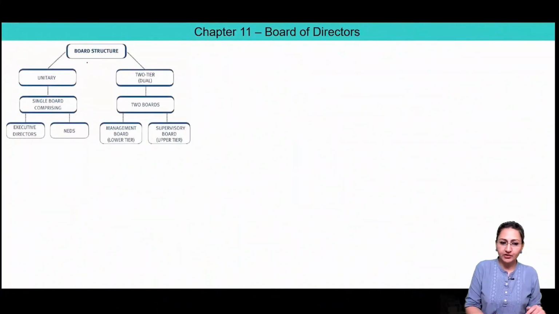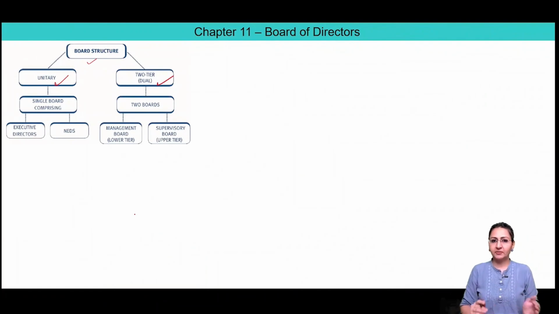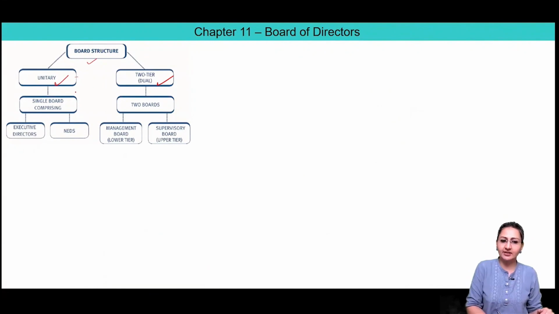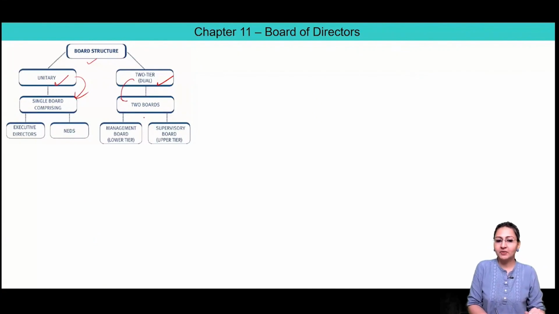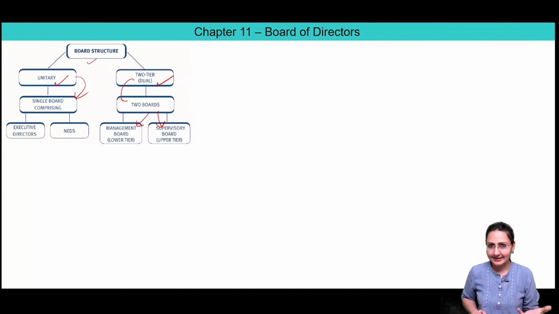Now, under the board structure, you have two types of structures. One is a unitary structure and the other is a two-tier structure. That means a board can have two types of structures, unitary and two-tier. Unitary is a single board. All the executive directors and NEDs are there. Two-tier board means you have a management board and a supervisory board. The management board will take care of the operations. The supervisory board will look at the management board's functioning, how the management board is acting.